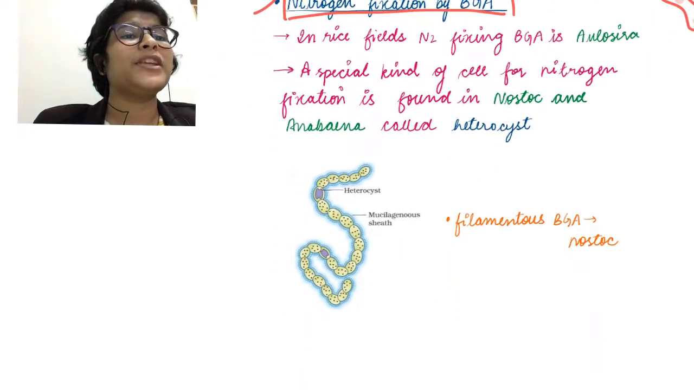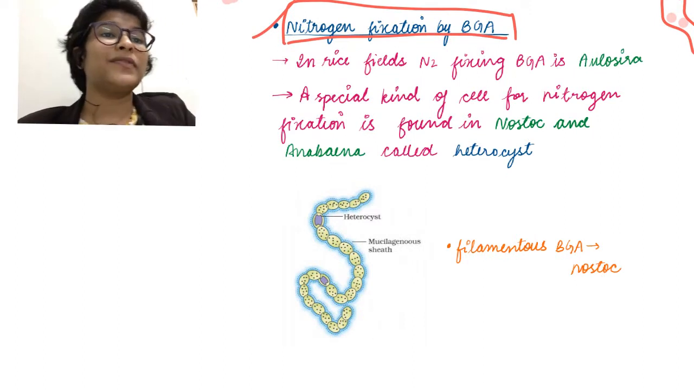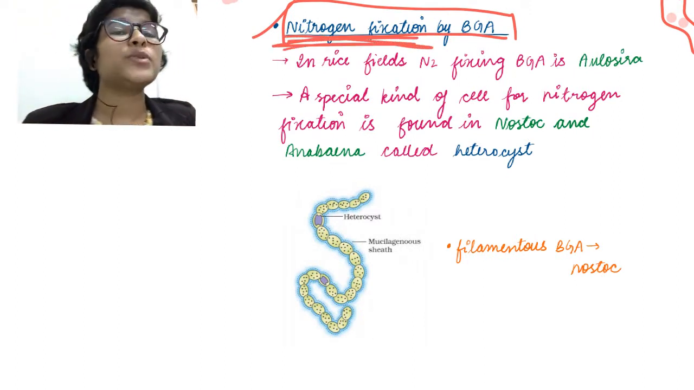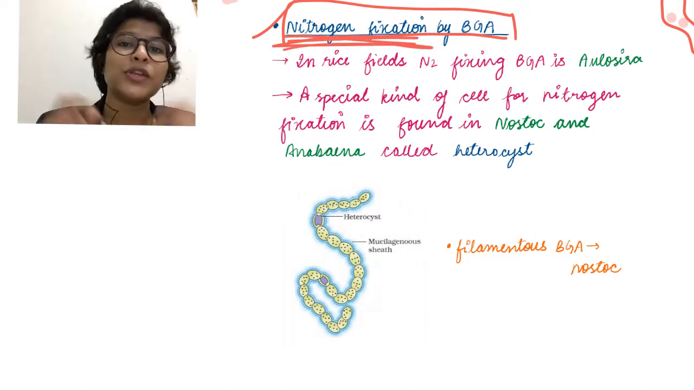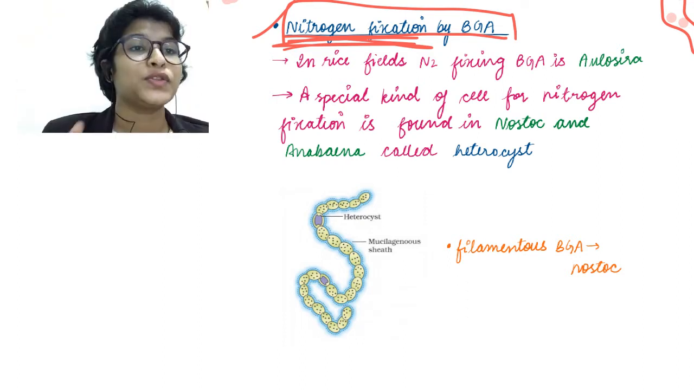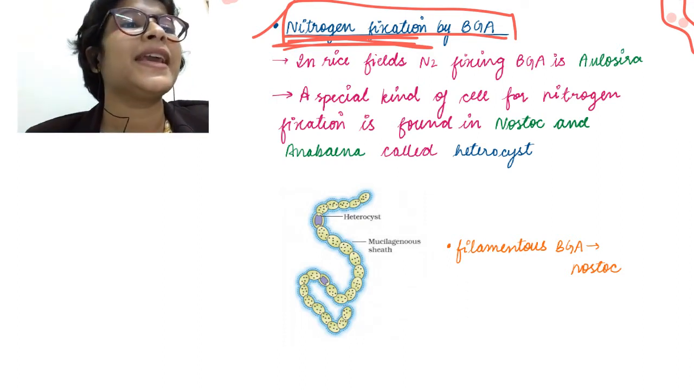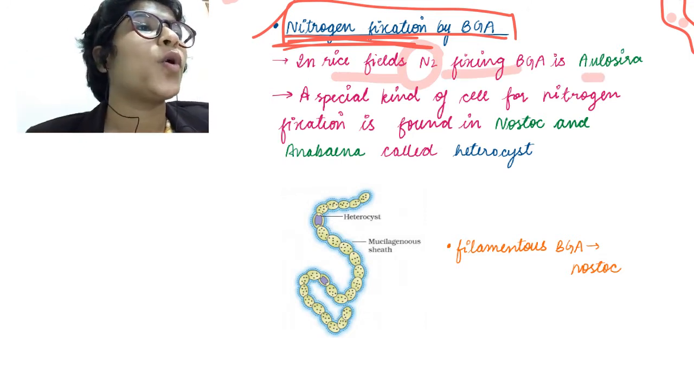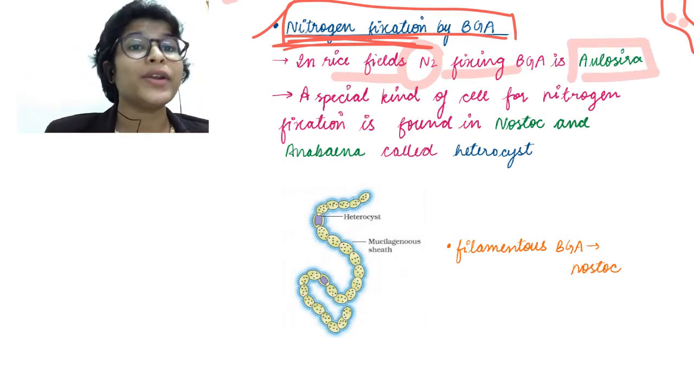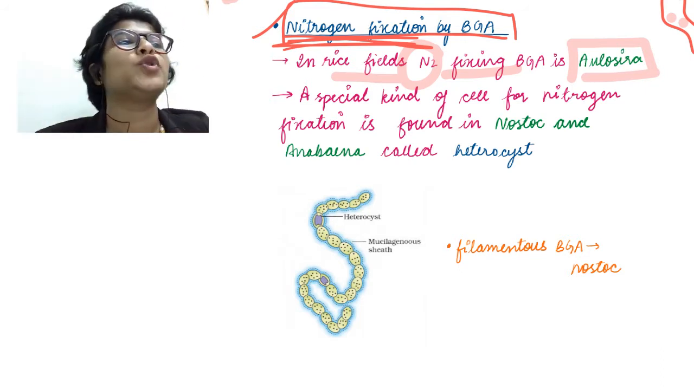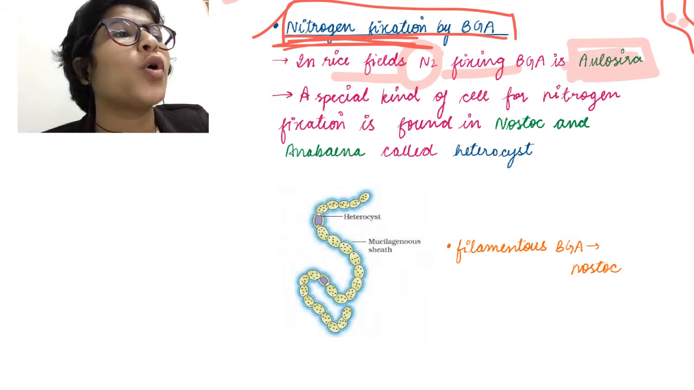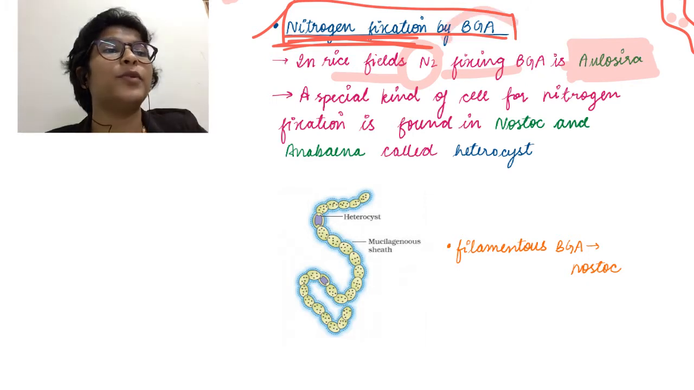So let's talk about a category called nitrogen fixation by BGA. Now why is BGA very famous? It's famous for nitrogen fixation, and this is one of its commercial uses also. So let's study about it. A very famous example is Aulosira, which does nitrogen fixation in rice fields. In rice fields we need high nitrogen content for rice plants to grow well, so we use the species Aulosira. It's a type of blue-green algae.